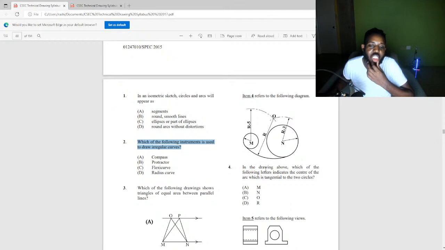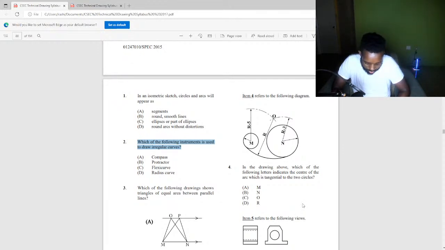So it says in the drawing above, which of the following letters indicates the center of the arc which is tangential to 2 circles? Tangential means that the arc is touching 2 circles. So which one of these letters represent that point? Is it M, N, R, or O? Remember now, not the center of the circles, the center of the arc that's touching the circles.